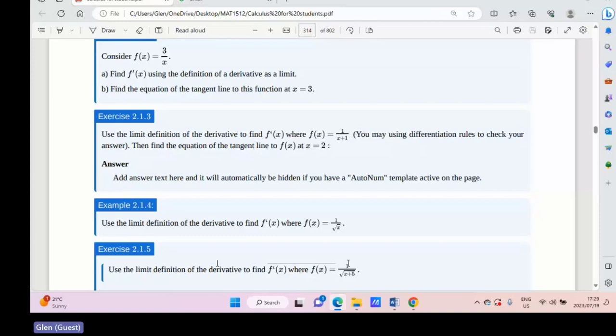Ndumiso, what did you get as an answer, brother? I got -1 over 2x raised to the power 3 over 2. -1 all over 2x raised to the power 3 over 2, positive 3 over 2. Yes, sir. Thank you.